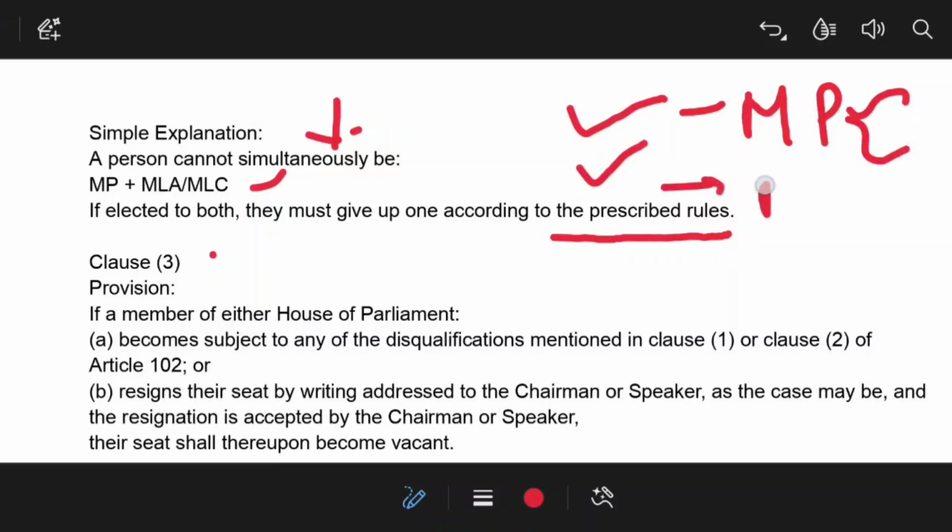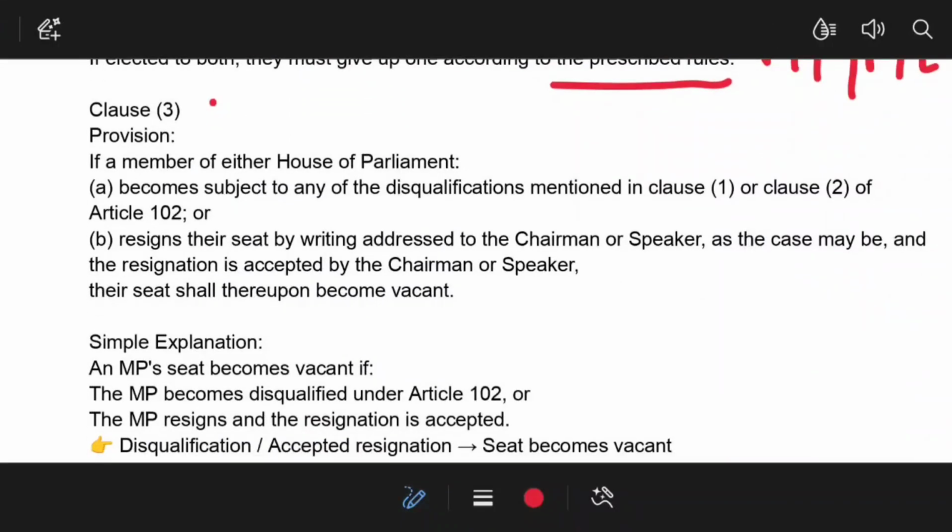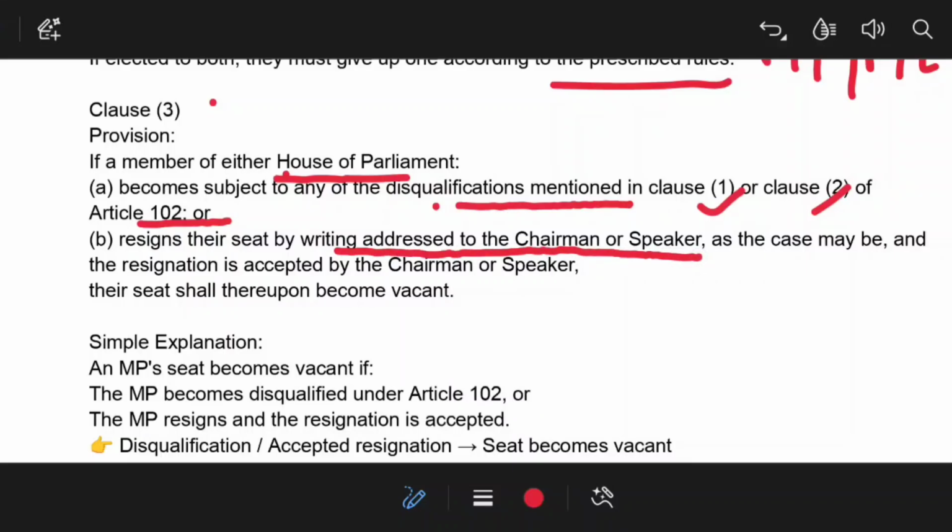Clause 2 was about one Parliament and the other state legislature. Now clause 3. Clause 3 is that if a member of either house of the Parliament, whether from the Lok Sabha or the Rajya Sabha, becomes subject to any of the disqualifications mentioned in clause 1, that means MPs in both houses, and clause 2, that means MP plus MLA of Article 102, or resigns their seat by writing addressed to the chairman or the speaker as the case may be, and the resignation is accepted by the chairman or speaker, their seat shall thereupon become vacant.